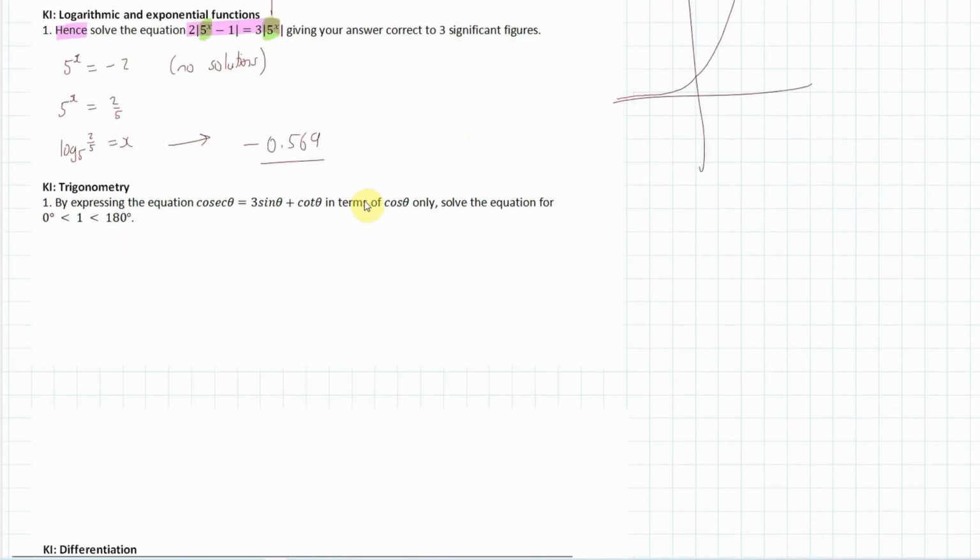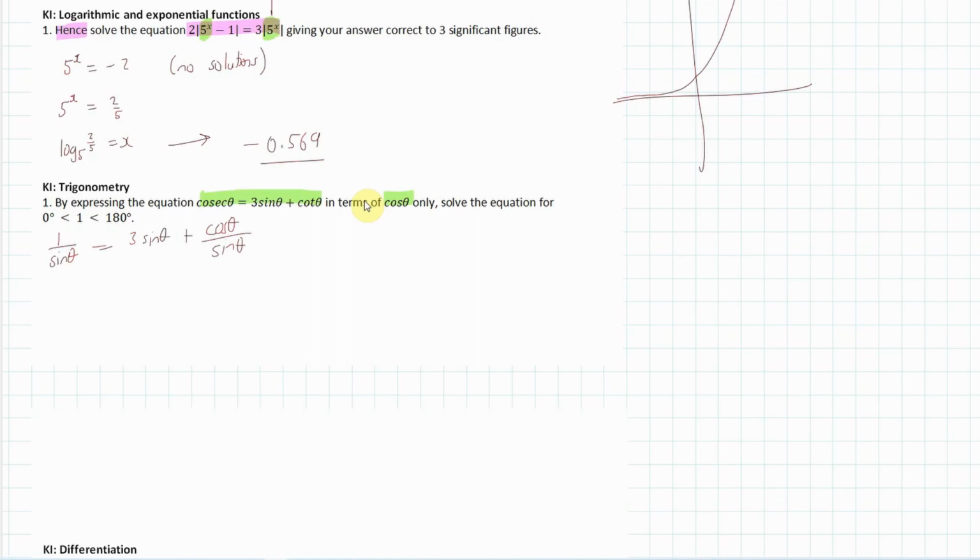By expressing the equation cosec theta minus cot theta in terms of cosine, solve the equation. So we're trying to get rid of everything so that we've just got cosine. I'm going to rewrite this as cosec theta, which is 1 over sine theta, equals 3 sine theta plus, now cotangent theta is 1 over tan, so we could write this as cosine theta over sine theta.